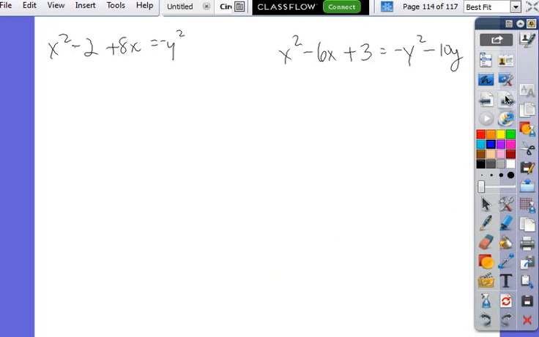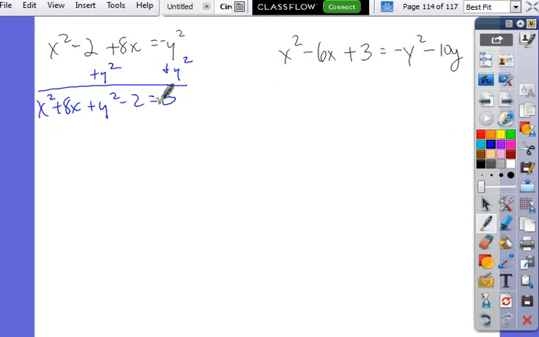What needs to move on the first one? Negative y squared. So I'm going to do plus y squared on both sides. Match up. The x squared and the x go together. The y squared goes next. There is no y number. And then this plain number goes by itself. Move that plain number across. Eight is in the middle. So what's going to go here?